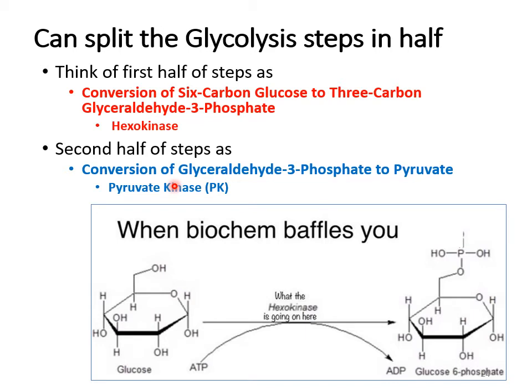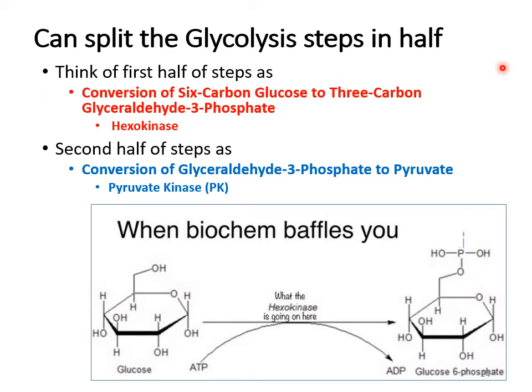The second half of the steps is then converting that 3-carbon molecule to pyruvate, which is the ultimate goal of glycolysis, because like I said, pyruvate is very powerful because it can go into any of the 3 fates that we mentioned already. And one of the big ones is the rest of cellular respiration, so the Krebs cycle and electron transport chain.